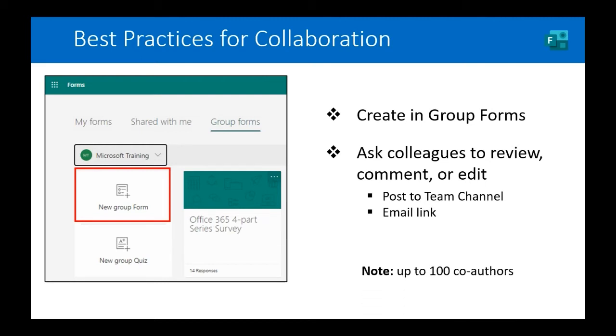You have the ability to designate up to 100 co-authors on a single form. These are individuals and groups. And a group, no matter how many people belong to the group, only counts as one co-author.